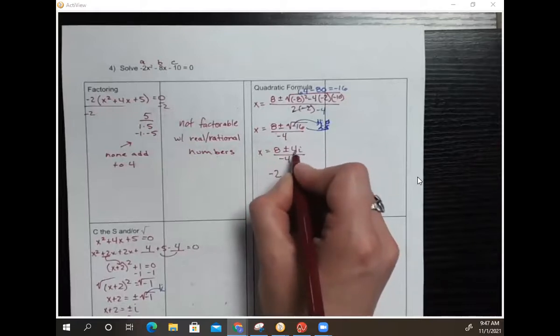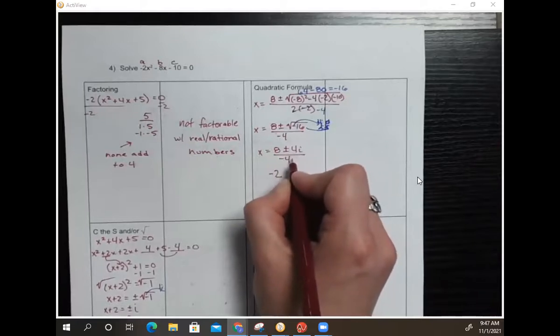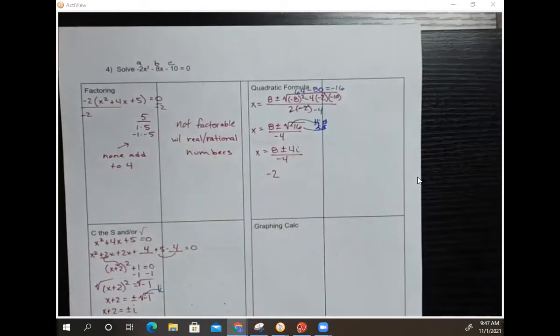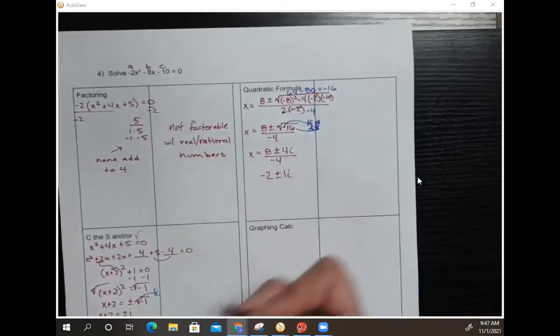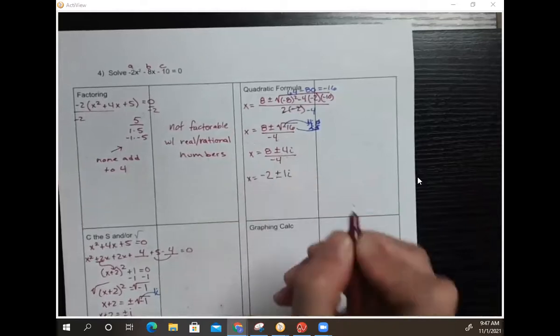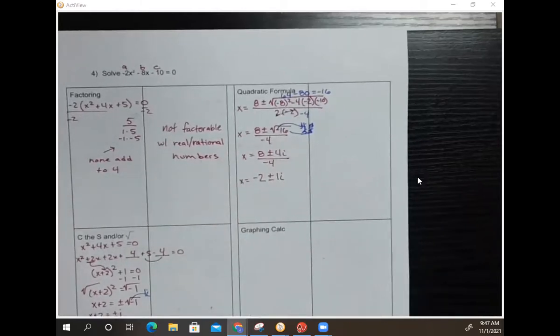Positive 4 divided by negative 4 is negative 1. Negative 4 divided by negative 4 is positive 1. I'm going to get both signs either way. So this would just be plus or minus 1i, or just plain old i. Again, some simplifying here. You need to be careful with your signs, but we still get our same two answers. Quadratic formula works for any quadratic.